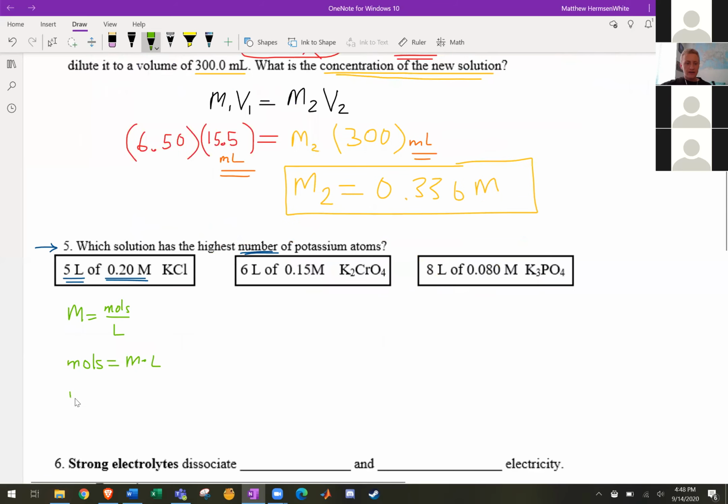So if we wanted to find out the number of moles of potassium in this solution, we take the molarity, 0.20, times the liters, so that's 5 liters, isn't it? Times 5 liters, and that will give us, no, that's 1.0, isn't it? It'll give us 1.0 moles of KCl.